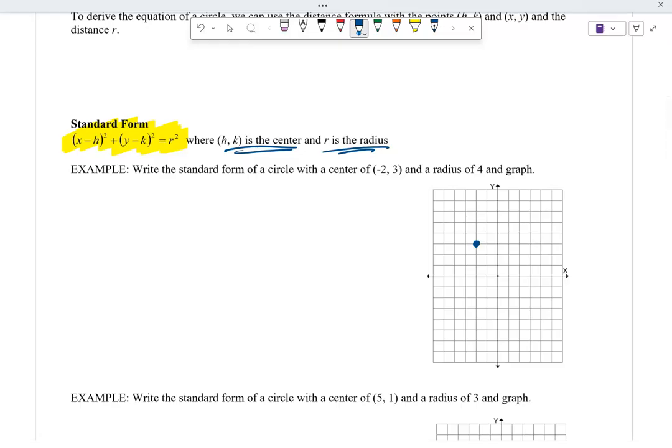I'm going to go out 1, 2, 3, 4 to the right, 4 down, 4 to the left, and 4 up, and I can draw that circle, sort of. There we go. And let's write the standard form for the equation of that circle.